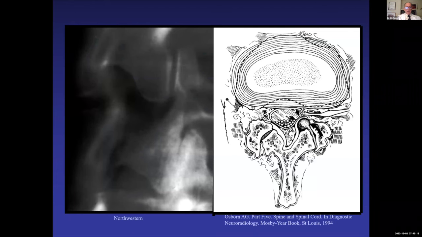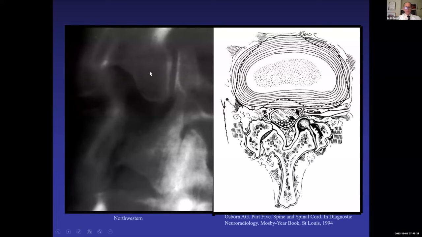And just for those of you who never have seen one, this is a tomogram of the spine. It's an X-ray procedure done where you have a special machine to blur out everything but the area of interest. We did this a lot before CAT scans came about.